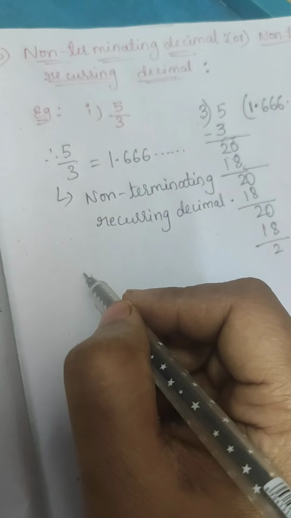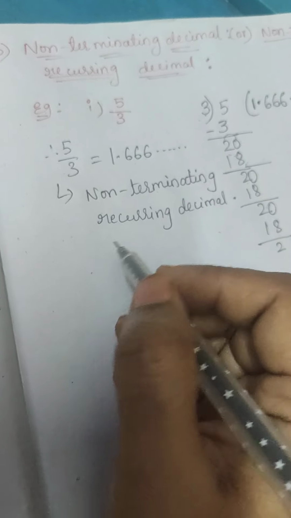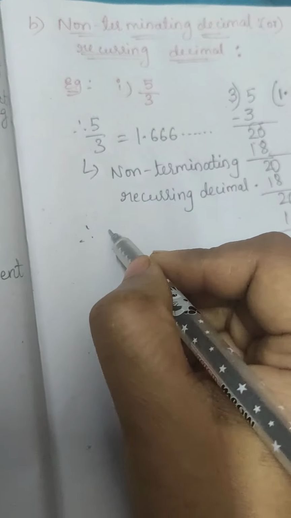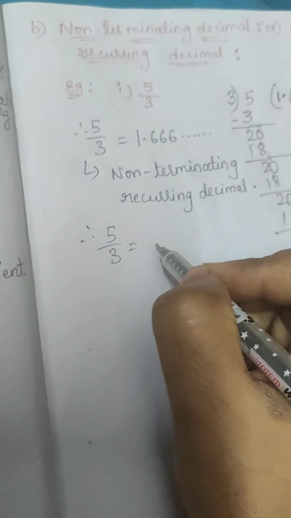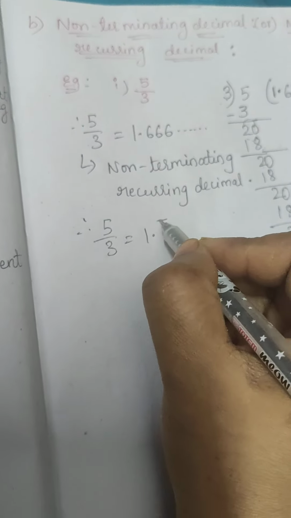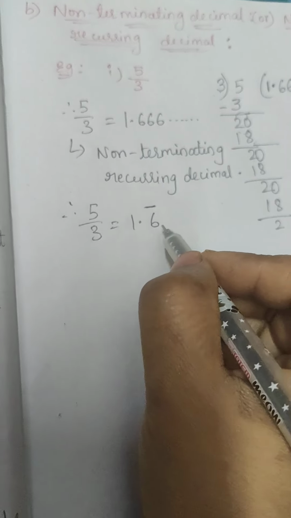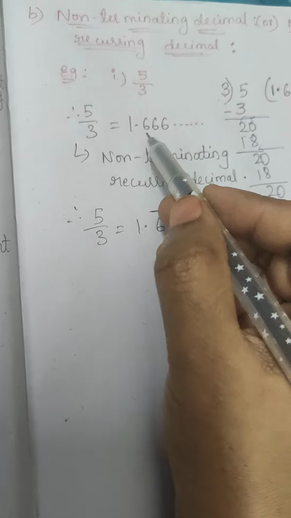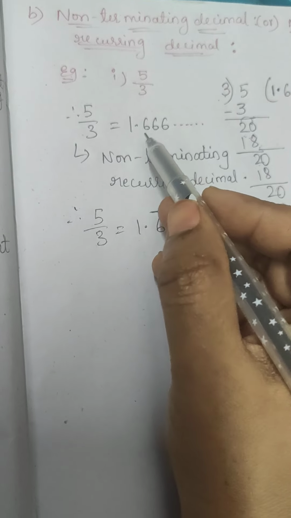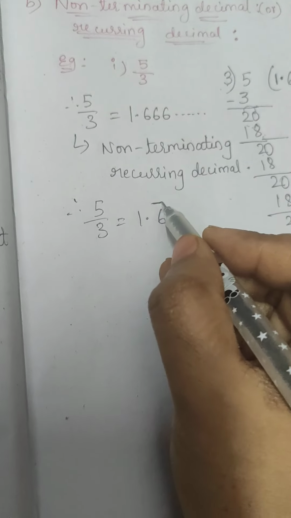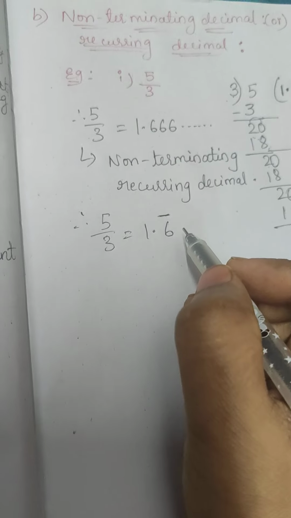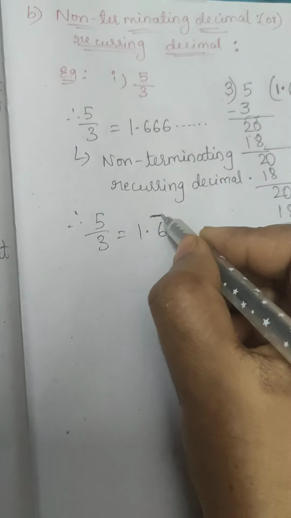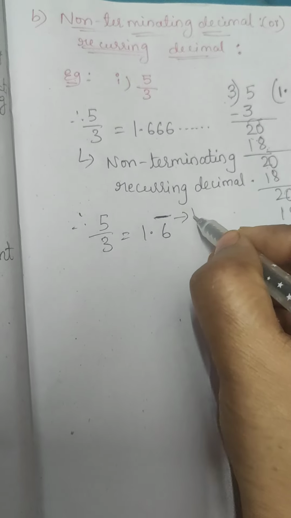Now instead of repeating these many times, we can simply put 5 by 3 is equal to 1.6 bar. Bar denotes the number is repeating many times. For these non-terminating decimals, instead of repeating many times, we can simply put a bar here. This is the bar.